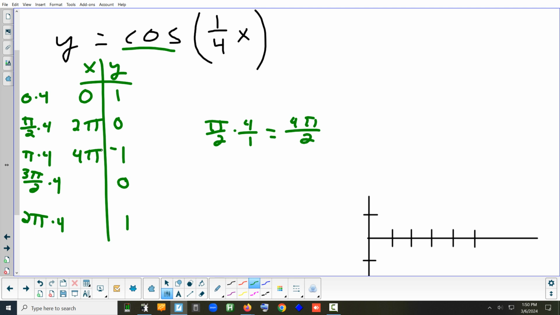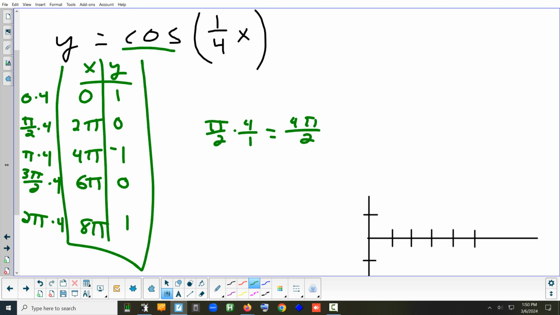Now, if you look at the pattern you have for the first 3, it's got to continue the same pattern. So what do you think the next one would be? 6 pi. And the last one? 8 pi. So it's going up by 2 pi each time. That's a very big stretch. Remember, you only had to go to 2 pi, and you could see a full cycle. Now you need to go 4 times as far, because you stretched it 4 times as much. That's what a 1/4 does, stretches.